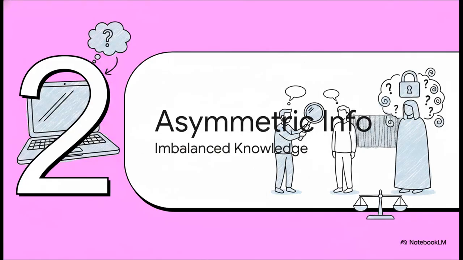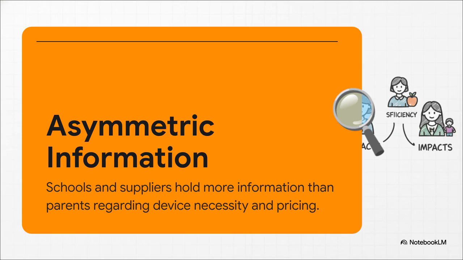Moving right along to part 2, the asymmetric information gap. Now, in a perfectly healthy market, the buyer and the seller are on pretty equal footing, right? Like if you're buying a car, you can research the mileage, check the safety ratings, negotiate the price. But here, we slam right into this huge problem of asymmetric information. The scales are heavily tipped.